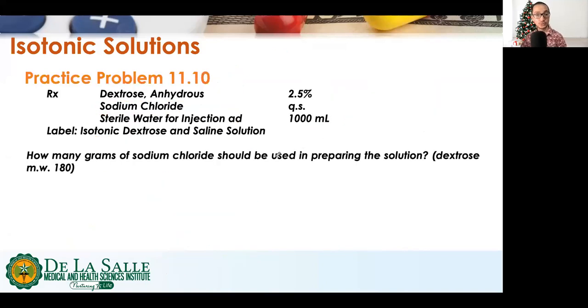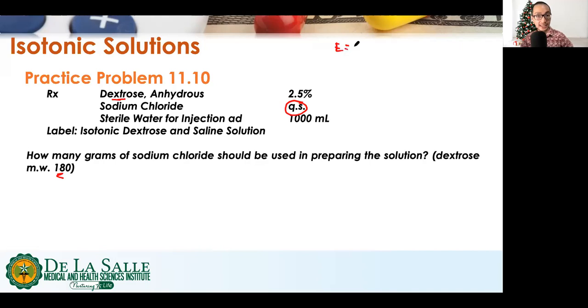How about this one? It's a similar problem. We have anhydrous dextrose 2.5%, sodium chloride QS, meaning a sufficient quantity to make the solution isotonic. Now the difference here is that the E value of dextrose is not given, but instead the molecular weight of dextrose is given. That being said, we can actually determine the value of E of your dextrose.